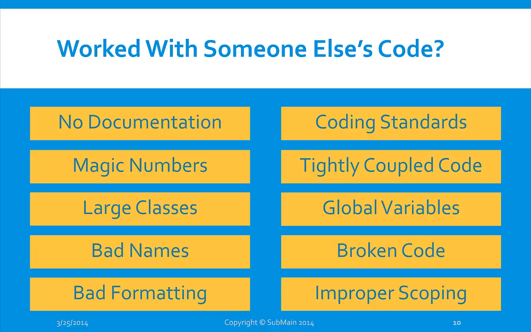Tightly coupled code these days. When we write, we want to get code that's not very coupled at all. That way we can add features quickly. Global variables are also an issue. Broken code. Lots of people, when they find some broken code, copy and paste and leave the broken code there. We don't need that. And improper scoping. Scoping is something I see a lot that people just don't think about enough, which could cause issues in the end, especially with mobile and websites.